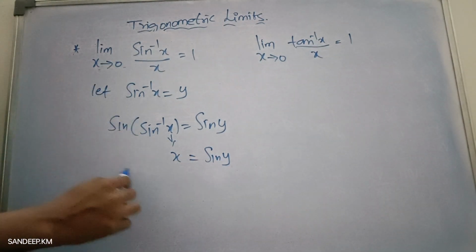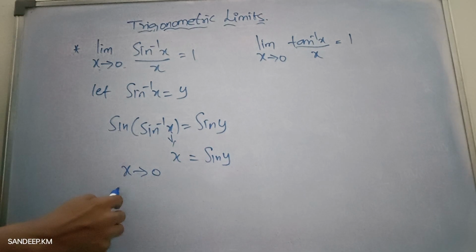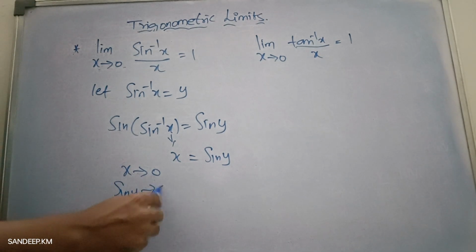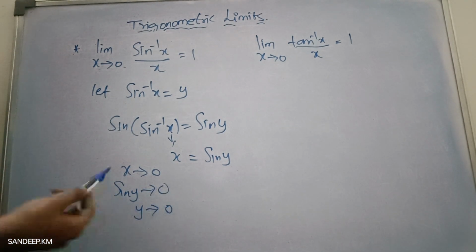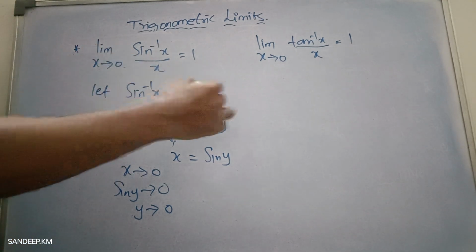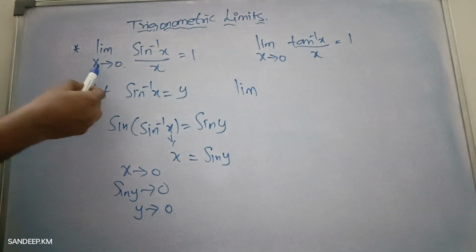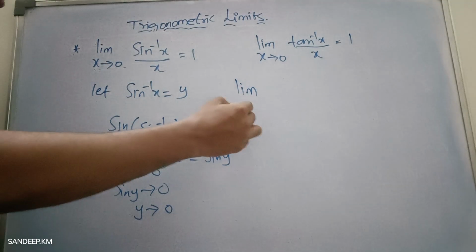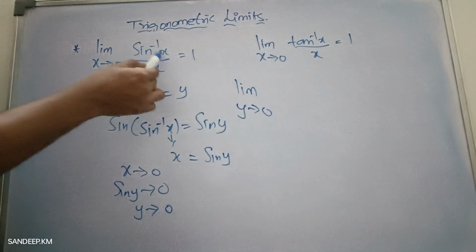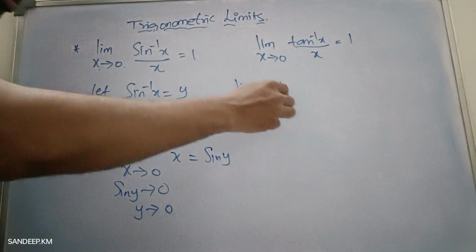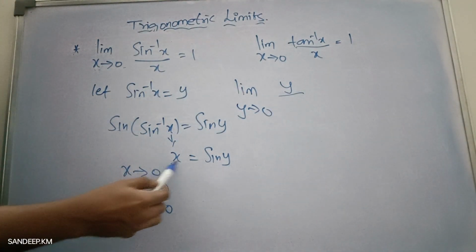When x is approaching 0, sin y is approaching 0. Then y is also approaching 0. Correct or not? So what happens to the question here? Limit. Instead of writing x approaches 0, I will write y approaches 0. And instead of sin inverse x, I will write y. And instead of x, I will write sin y.